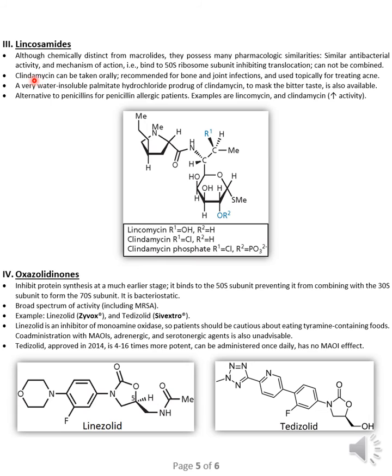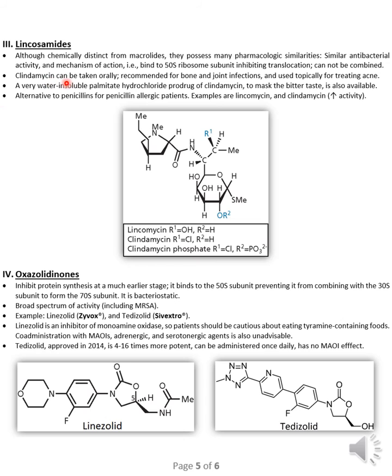The next class of antibiotics that inhibit protein synthesis is the lincosamides. Although they are structurally different from macrolides, they actually have a lot of pharmacological similarities to the macrolides. They have similar activity and mechanism of action: they bind to the 50S ribosomal subunit and inhibit the translocation, and therefore they cannot be combined with the macrolides, because again they compete on the same site and cancel each other's effect.